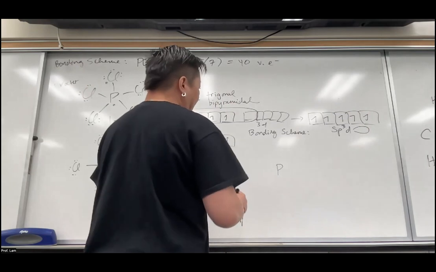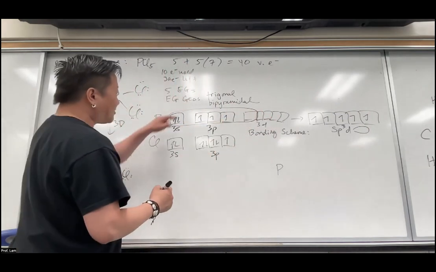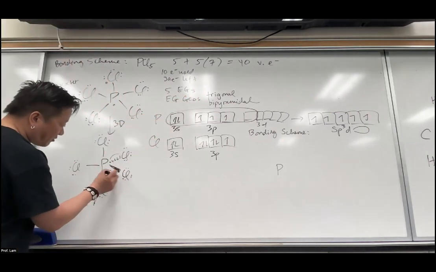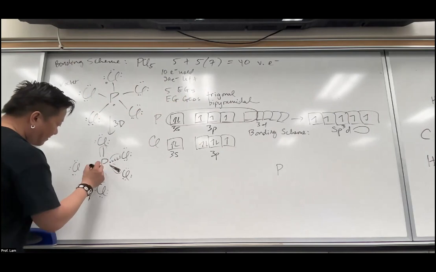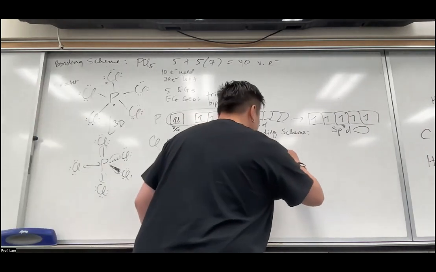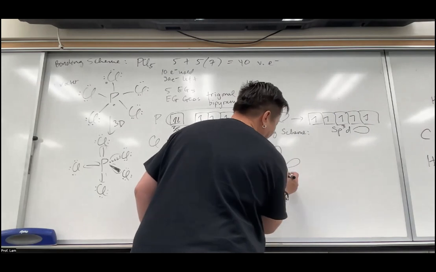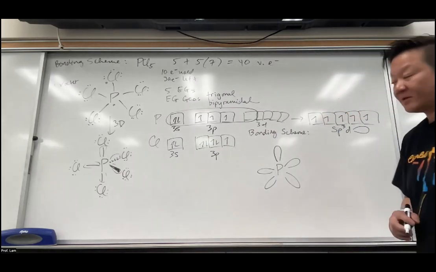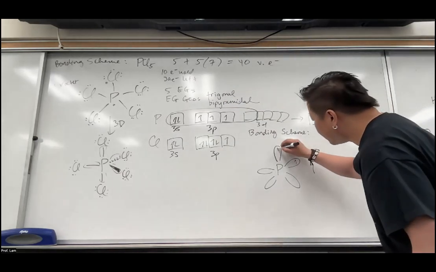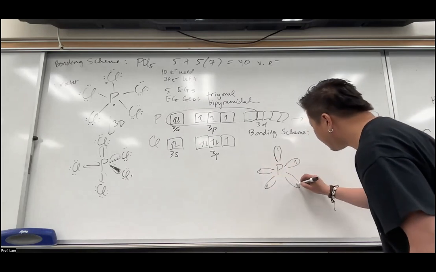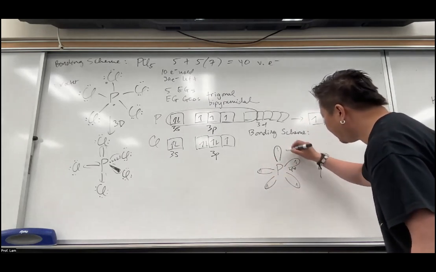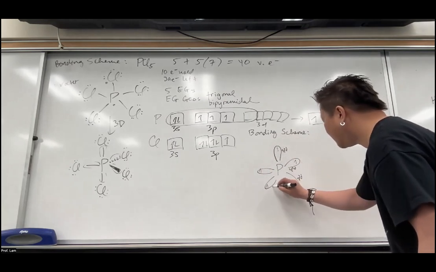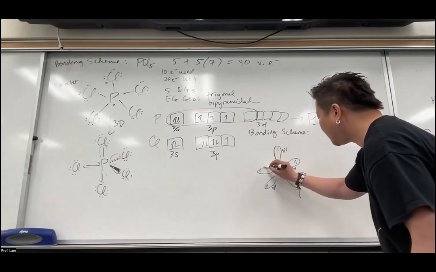So bonding scheme. Phosphorus in the middle. And then I know I need to draw 5 flower petals. How should I do it? Trigonal bipyramidal. Using this as your template, right? So basically flower petals where the bonds are, right? Okay. So it's going to be like this, that, like that. Okay. 1 electron on each. Right, and label them. sp3d, sp3d, sp3d, sp3d, sp3d.